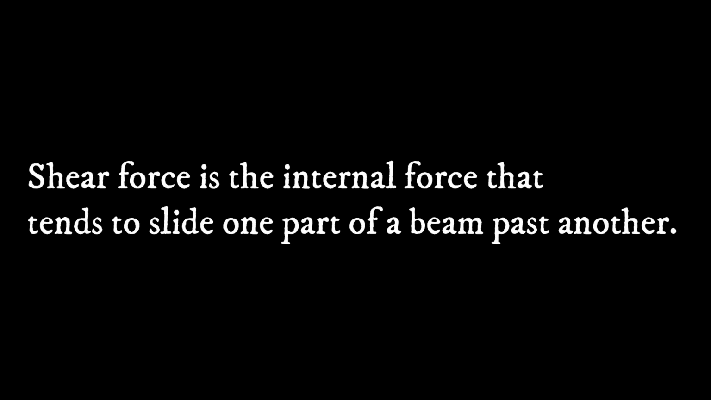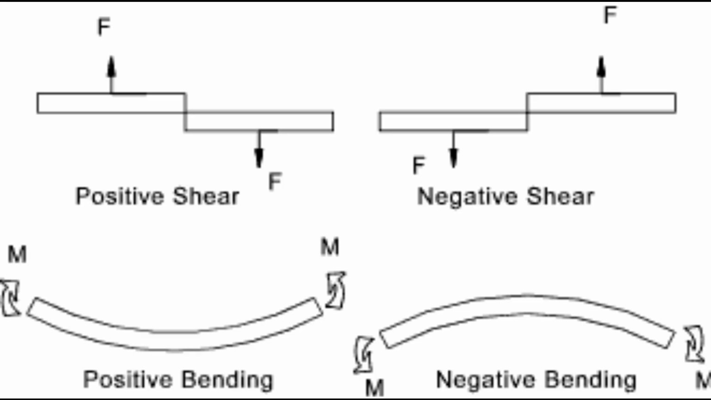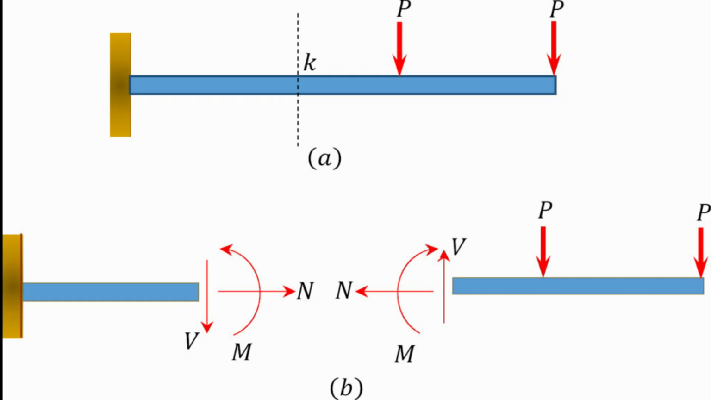Shear force is the internal force that tends to slide one part of a beam past another. Using the standard conventions, when a beam is cut, an upward shear force on the left-hand side is considered positive. A downward shear force on the left-hand side is considered negative. A useful rule to remember is that a positive shear force causes clockwise rotation of the beam, and a negative shear force causes anti-clockwise rotation.